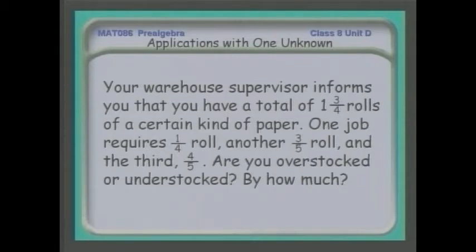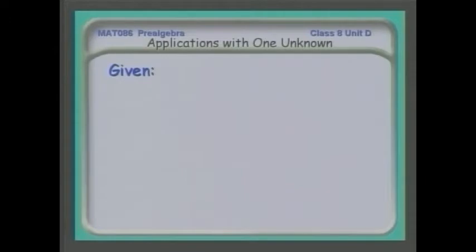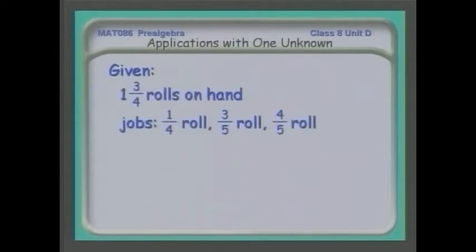Let's examine what we have and what we're looking for. Here's what we have. We have a total of 1 3/4 rolls of a certain kind of paper. One job requires a quarter of a roll, another 3/5 of a roll, and the third 4/5 of a roll. Do we have enough to do all the jobs? Here's what we're given. 1 3/4 on hand, there are the jobs. Do we have enough paper?